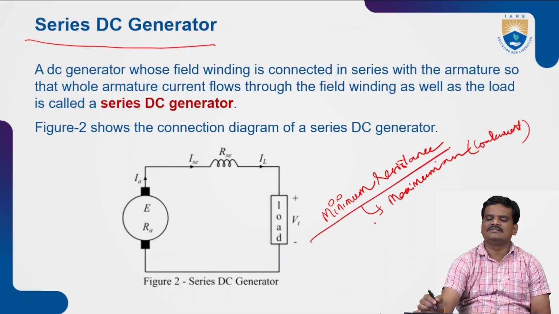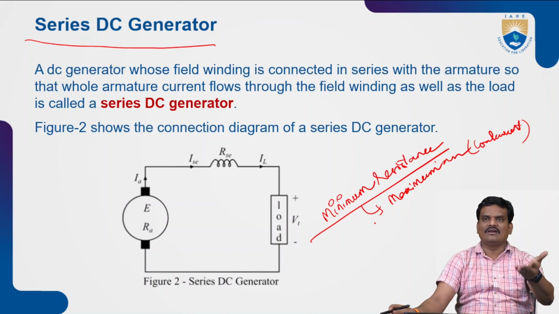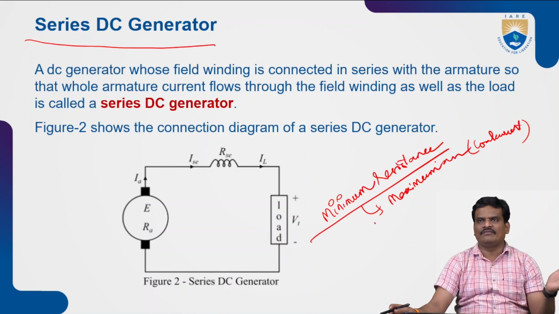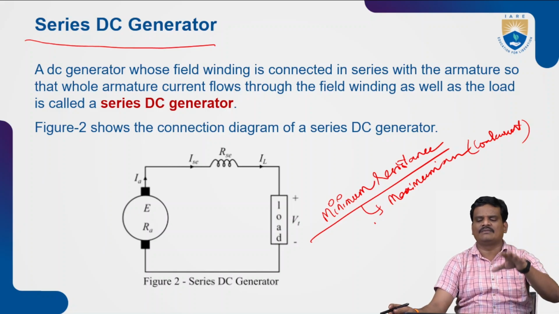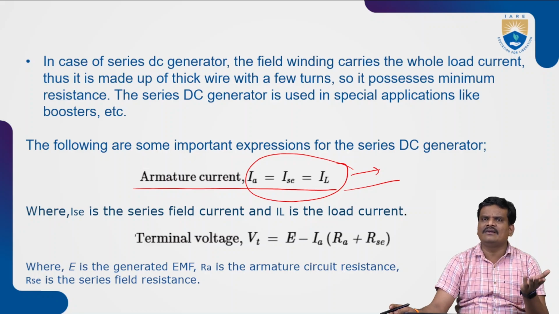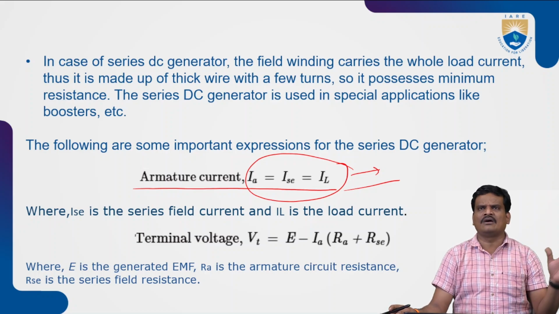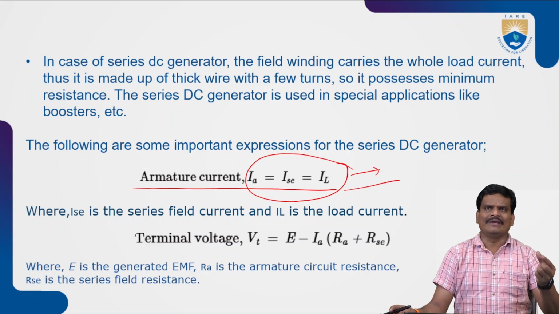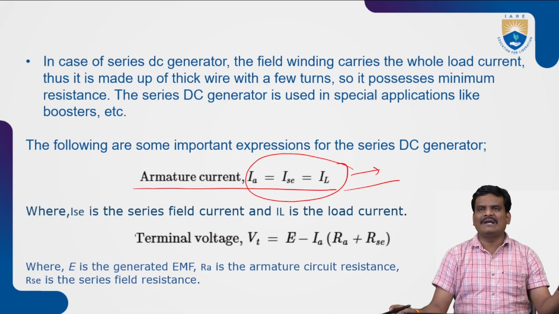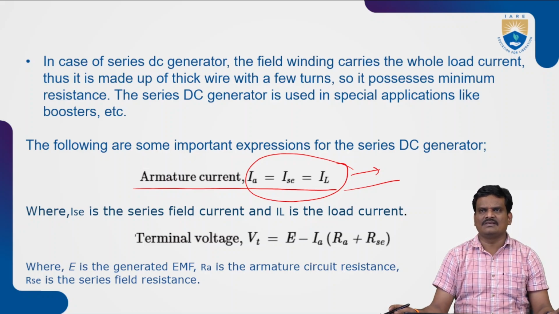So the field winding is designed with a larger thickness, which should have a minimum resistance in order to carry that particular amount of load current or maximum current which is flowing in that particular circuit. This gives you an idea about the design of a field winding. The field winding present in the DC series generator carries whole load current or full load current or maximum current. The field winding thickness should be very large with few number of turns. By designing in such a manner, it possesses the minimum resistance.